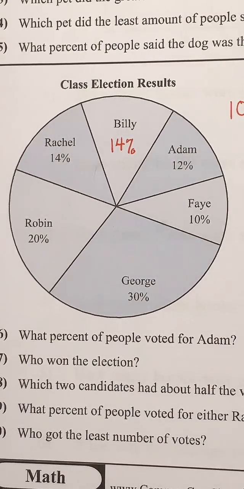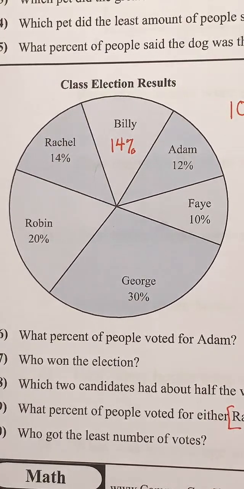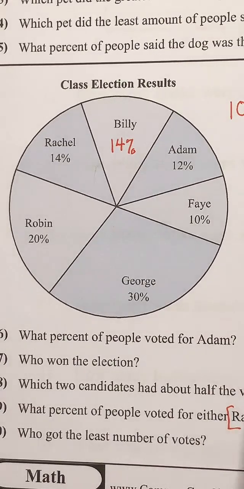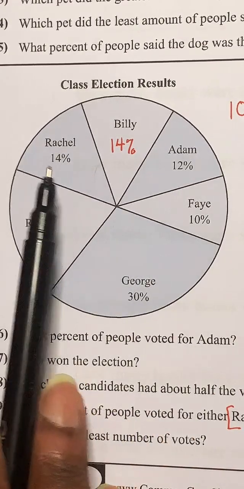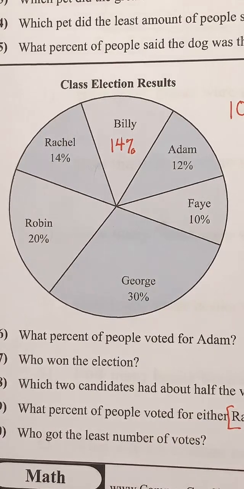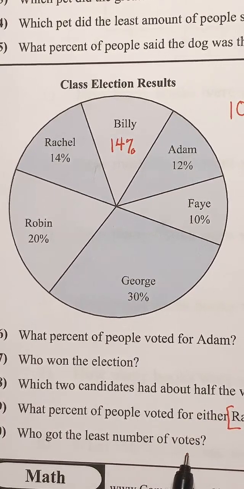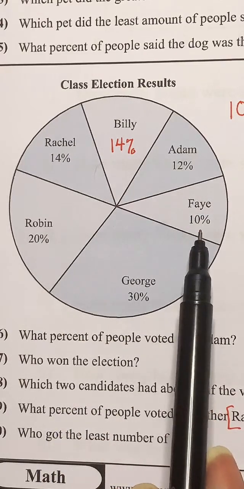Number 9, what percent of people voted for either Rachel or Faye? Okay, anytime they give you this "or," they basically want to know the total for Rachel and for Faye. So Faye was 10, Rachel was 14. So 10 and 14, that will give you your 24%. And then who got the least number of votes? Well, we're looking at Faye.